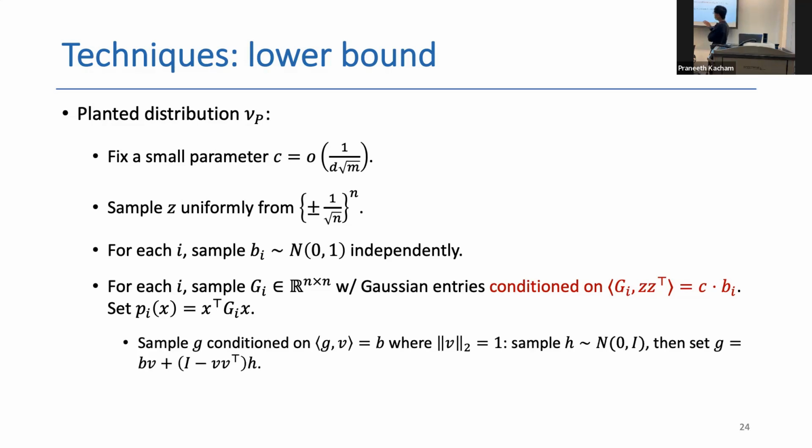When I say sample G conditioned on the inner product of G with V equaling b, where V is a unit vector, I mean that we first sample an H from the Gaussian vector, and then set G to be this. It's pretty easy to check that V is a unit vector and the inner product of G with V equals b. So this is what I mean when I say sample Gaussians conditioned on this.